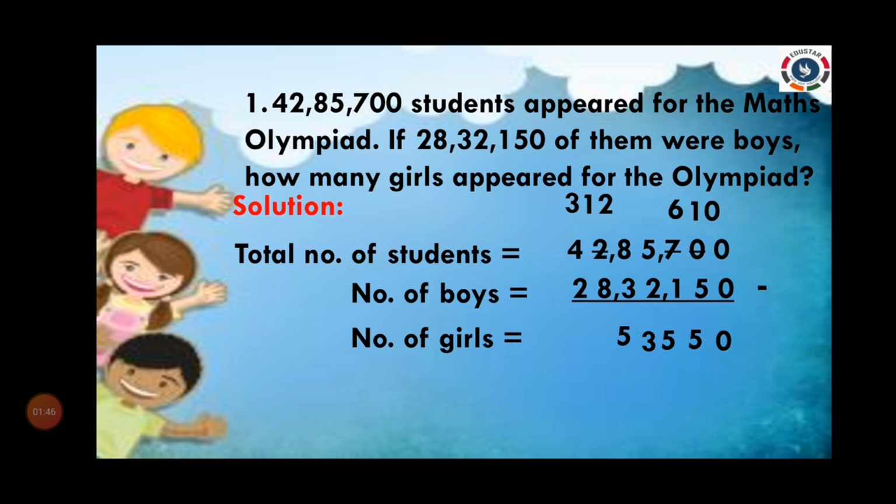Now we say 12 minus 8, how much now? As 4. And 3 minus 2? 1. So finally, the number of girls who appeared for the Olympiad is 14,53,550 students. Have you understood that? We're going to see the example.